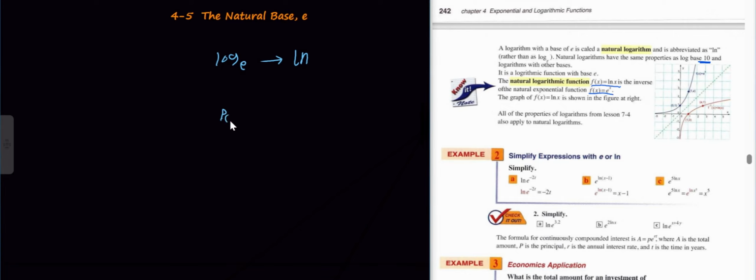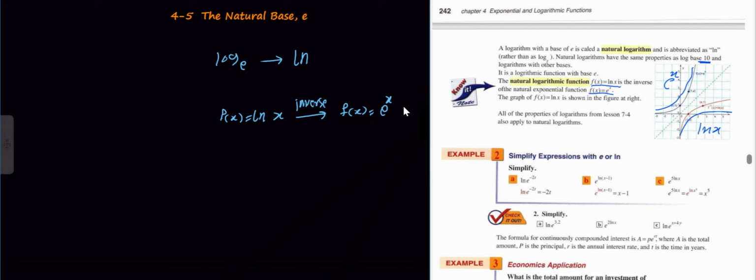It means f(x) equals ln x, and the inverse is f(x) equals e to the power x. The graph of f(x) equals ln x is shown in the right figure. For example, we studied that this is the graph of e to the power x, and the graph of ln, which is the inverse of e to the power x, this is the graph of ln x. That's it.